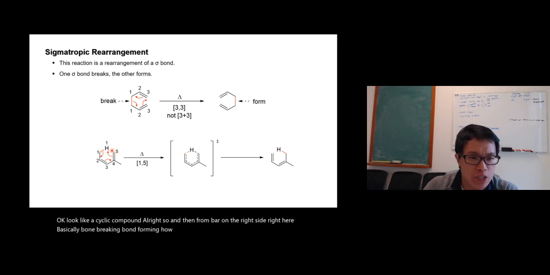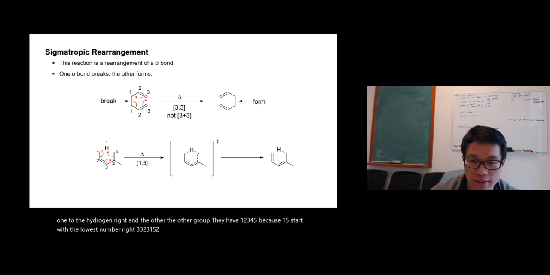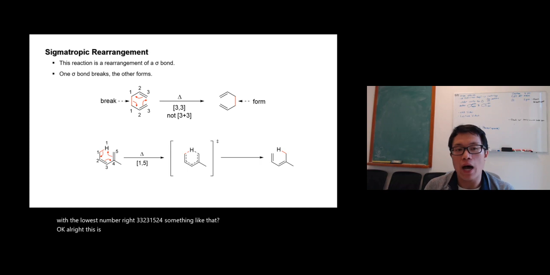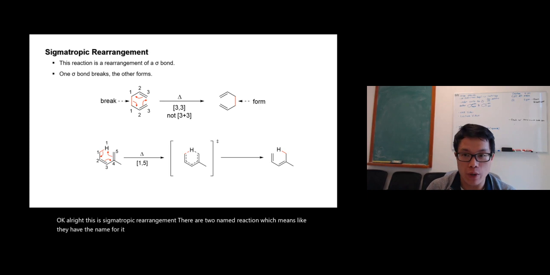How many atoms are between this bond? We have 1 to the hydrogen, right? And the other group, they have 1, 2, 3, 4, 5. We call it 1,5. Start with the lowest number, right? 3,3, 2,3, 1,5, 2,4, something like that. Okay. This is sigmatropic rearrangement. There are 2 name reactions, which means they have a name for it. For sigmatropic rearrangement, let's talk about this in the next video, and we're going to talk about the driving forces as well.